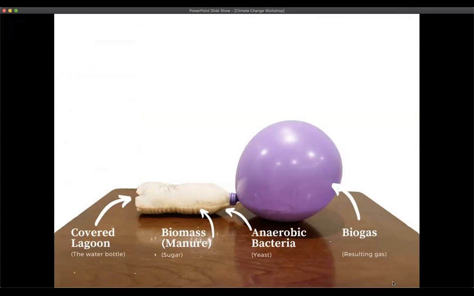But this is a lab that you can do in the class as a demonstration, where you take a water bottle with yeast and sugar in it and connect that to a balloon. What this is representing is a covered lagoon. Lagoons are places where manure is stored on livestock farms. And so that's the biomass. The manure represents the biomass. And that creates a gas that is trapped inside these digesters where the manure is stored. And then the biogas is used to power farms and sometimes even nearby areas.